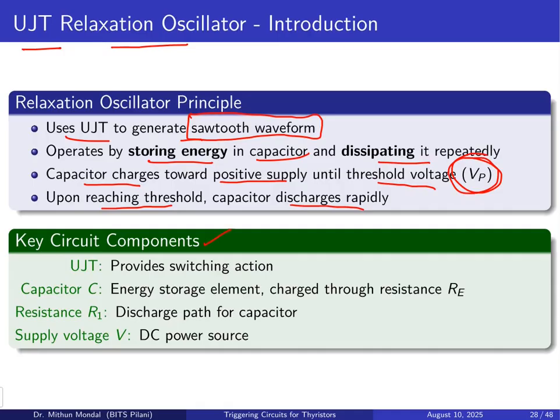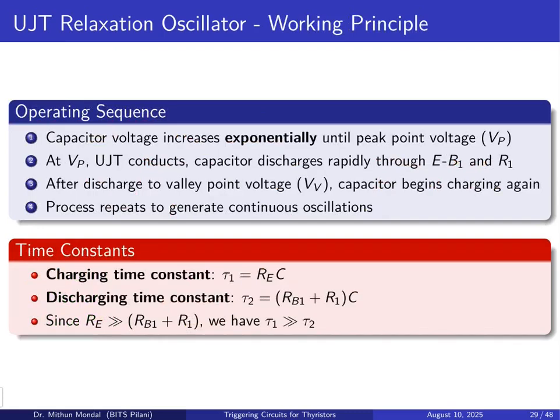The key circuit components are the UJT, which provides the switching action, and a capacitor, which is the energy storage element and is charged through the emitter resistor. The resistor R1 provides the discharge path for the capacitor, and the supply voltage is the DC power source. In the working principle, the capacitor voltage increases exponentially until the peak point voltage is reached. When this voltage is reached, the UJT will conduct and the capacitor will discharge rapidly through the emitter, base B1 and the resistor R1.